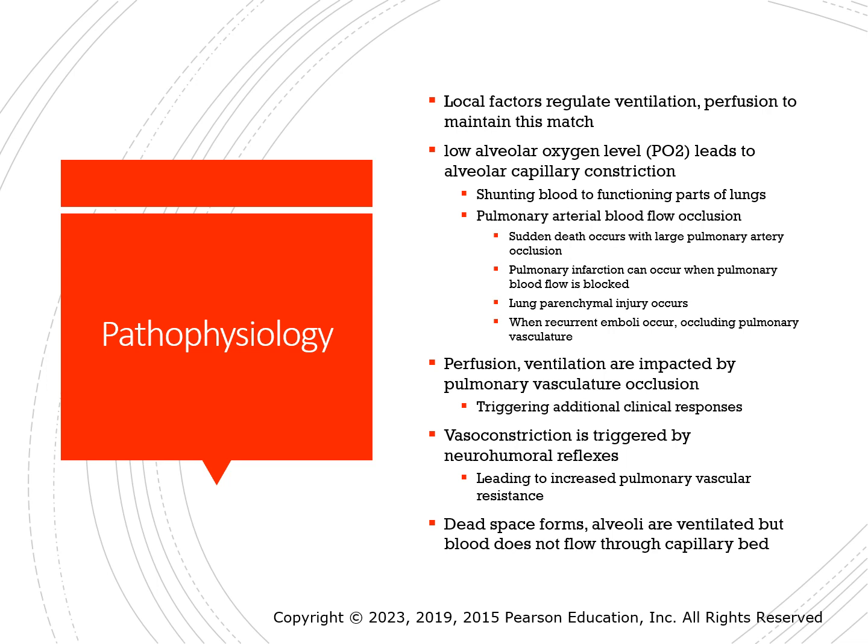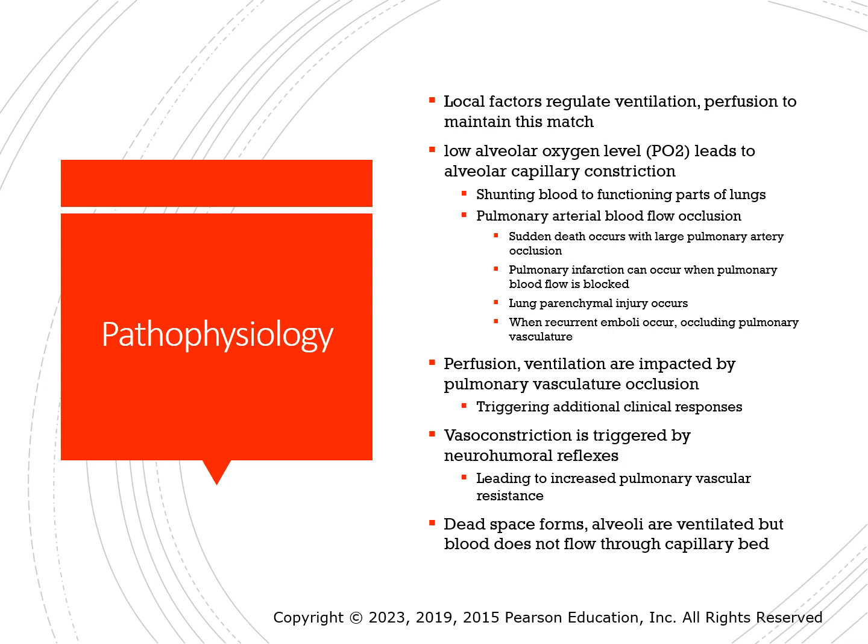Pulmonary infarction can occur when pulmonary blood flow is blocked. However, less than 10% of PE result in pulmonary infarction. The infarcted areas of the lung scar and become fibrotic, which can lead to other problems. Lung parenchymal injury occurs when a small segment of the pulmonary circulation is occluded, but usually no permanent lung injury remains. When recurrent emboli occur, occluding pulmonary vasculature, symptoms can repeat. Both perfusion and ventilation are impacted by pulmonary vascular occlusion, triggering additional clinical responses.